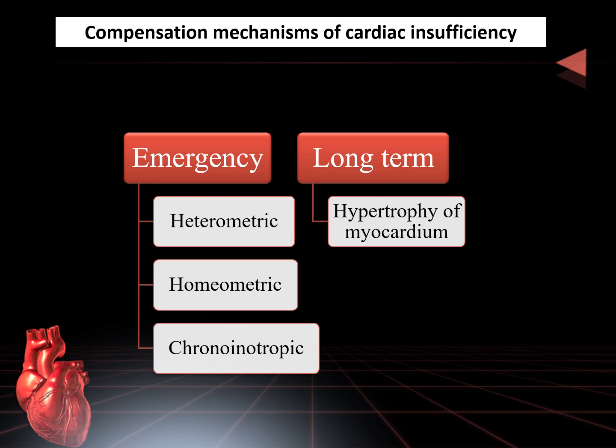When the heart is overloaded with an excess volume of blood, the heterometric compensation mechanism is activated. The significance of this mechanism is that when an excess amount of blood is delivered to the heart, the strength of the heart contraction increases. This is called the Frank-Starling law.